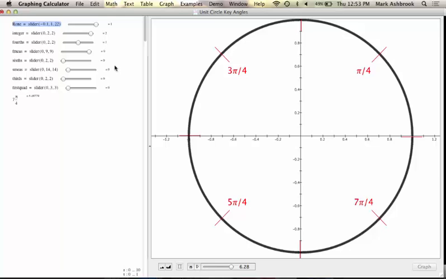So this just gave us 4 new angles. Pi over 4, half of the radian measure in the first quadrant. 3 pi over 4, half the radian measure in the second, and so on. So we're splitting up the quadrants in half according to angle measure.